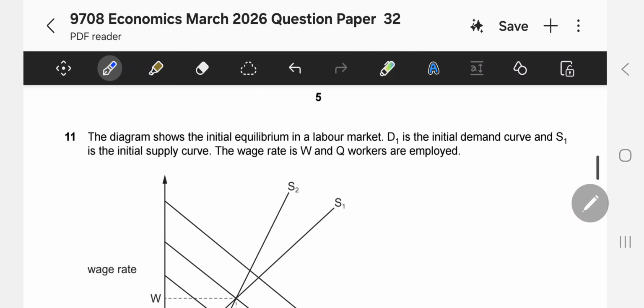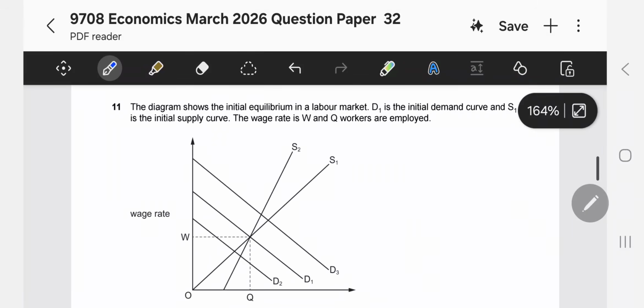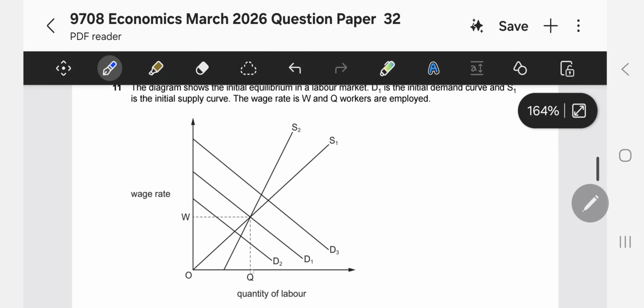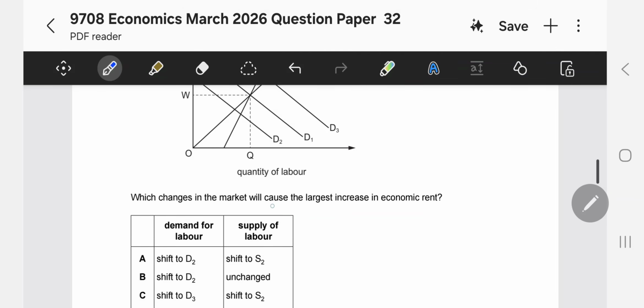All right, question 11. The diagram below shows the initial equilibrium in a labor market. D1 is the initial demand curve and S1 is the initial supply curve. The wage rate is W and Q workers are employed. All right, let's make it smaller. So this is the wage rate. That's the number of people employed. Let's look at the question. Which changes in the market will cause the largest increase in economic rent?